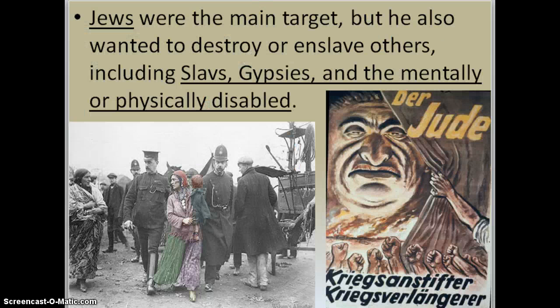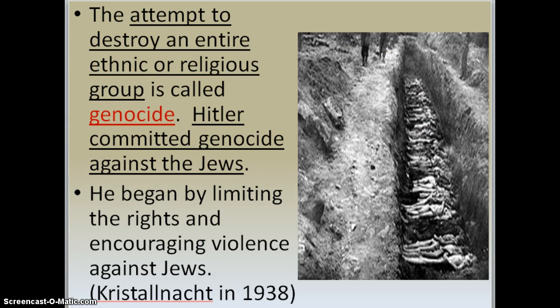Jews were the main target, but he wanted to destroy or enslave others, including Slavs, which are people of Southeast Europe, gypsies, mentally or physically disabled. He also picked on any other type of religions, Jehovah's Witnesses, Catholics, homosexuals, anyone who didn't look right. If you had a weird birth defect or were unique in any way, shape, or form, you could have been chosen, and were chosen many times, to go to the camps or to just be killed outright. An attempt to destroy an entire ethnic or religious group is called genocide.